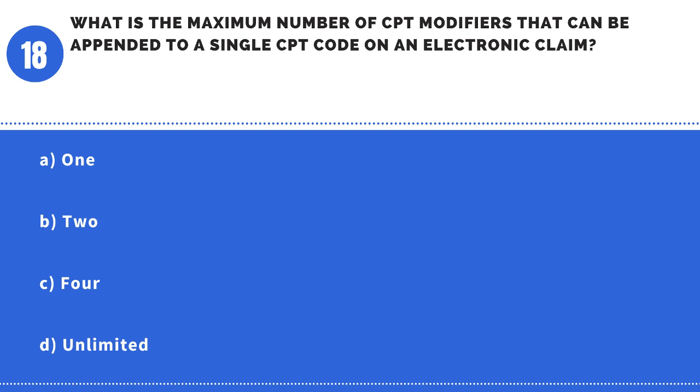Question 18. What is the maximum number of CPT modifiers that can be appended to a single CPT code on an electronic claim? A. 1. B. 2. C. 4. D. Unlimited.